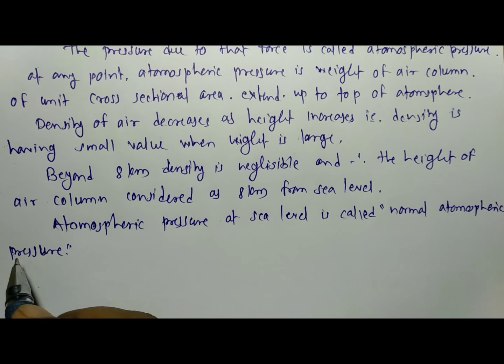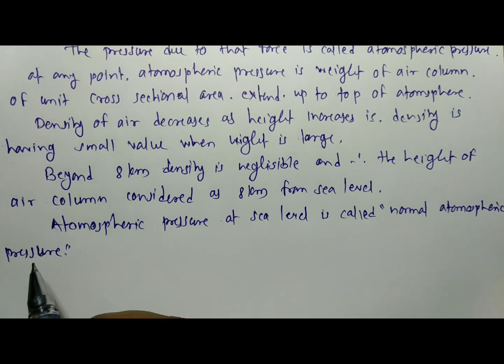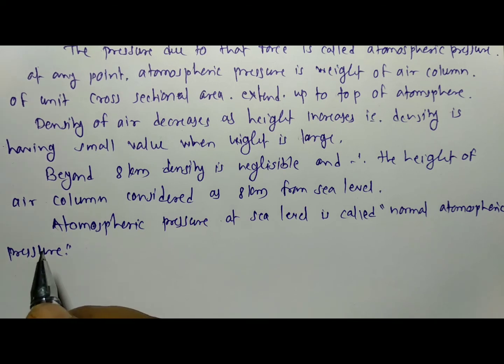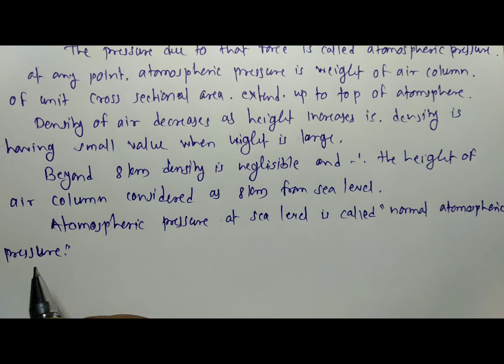Those are the definitions related to that. First of all, we consider the Earth's atmosphere made up of fluids, which is nothing but air, and the force exerted by that air is nothing but the weight of that air, and the pressure due to that force is the atmospheric pressure. To find the pressure at a particular point, the weight of the air column is taken up to 8 kilometers, because beyond 8 kilometers there is negligible density of air, so the height of the air column is 8 kilometers.